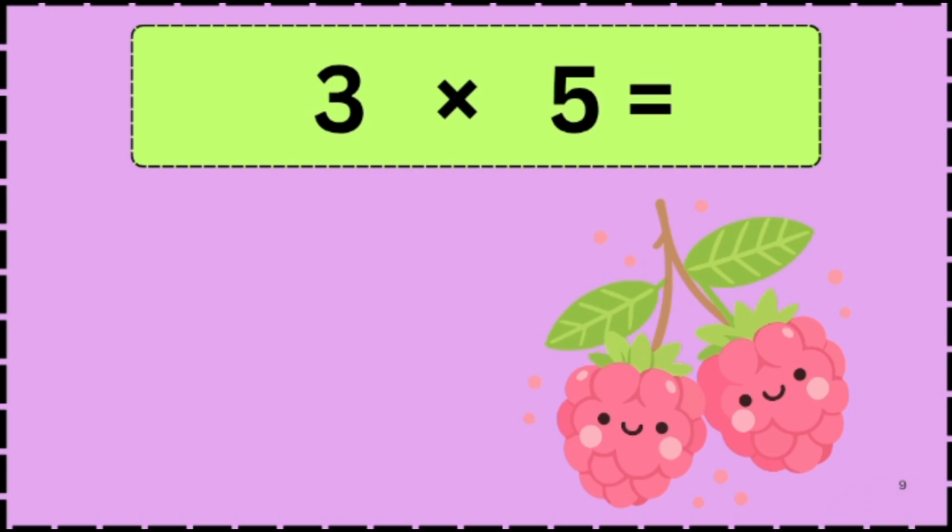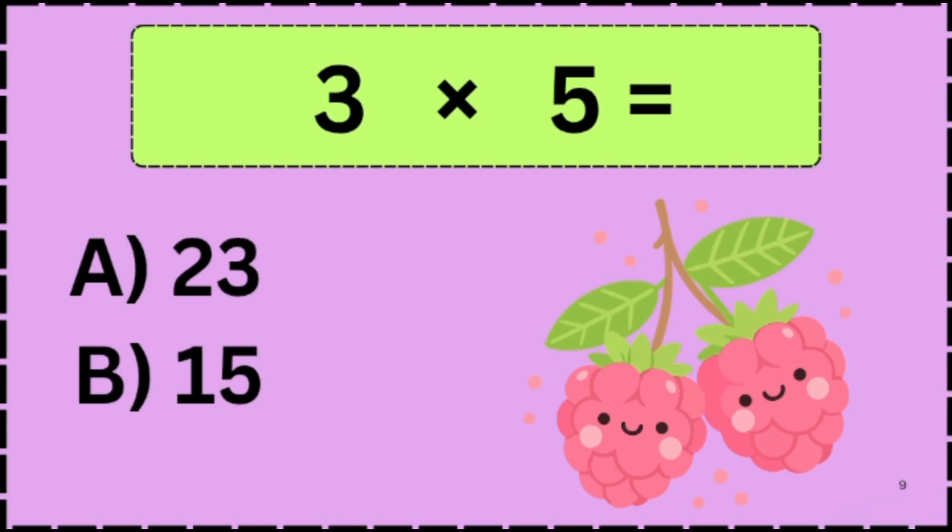3 times 5 is equal to A 23, B 15 or C 14. The answer is B 15.